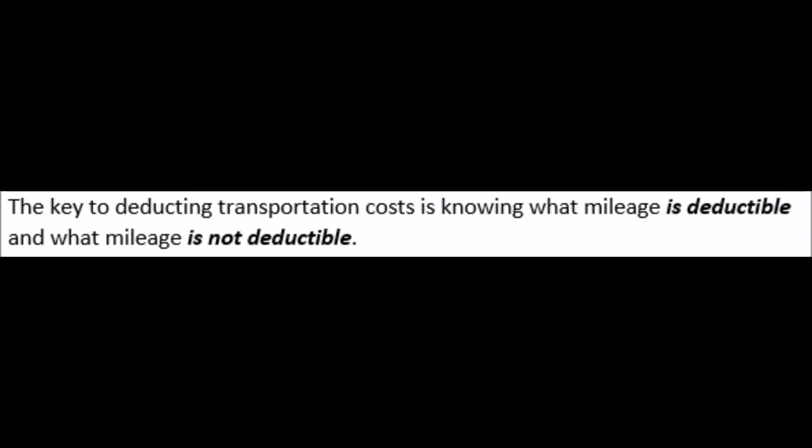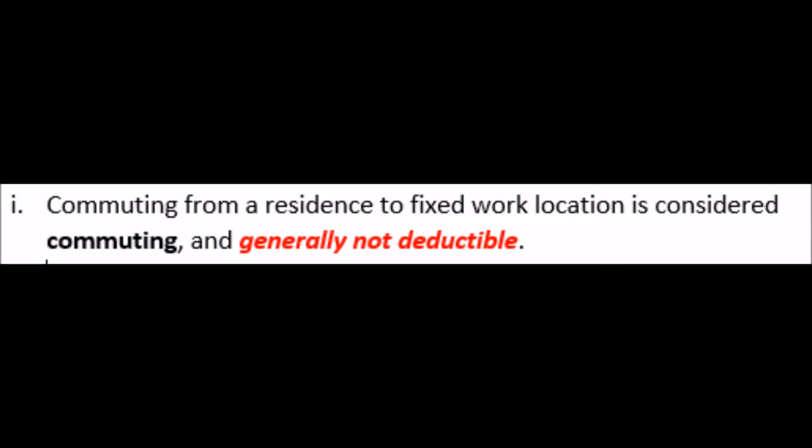The key to deducting transportation cost is knowing which mileage is deductible and which mileage is not deductible. If you're audited for car and truck expenses, which they always audit, you're going to have a mileage log. And that mileage log will be based upon recording your deductible mileage. Non-deductible mileage is commuting, going from home to work every day, not deductible. It's non-deductible commuting.